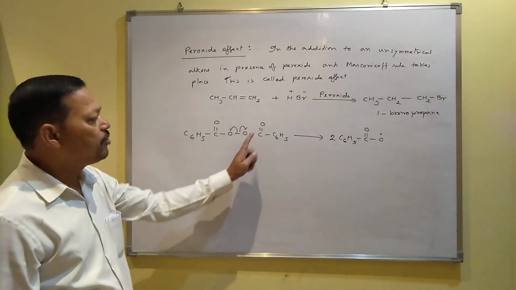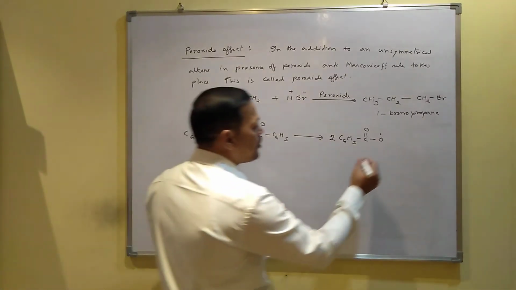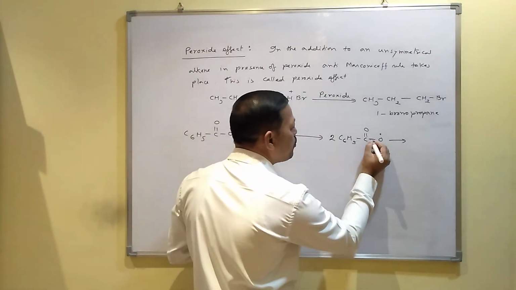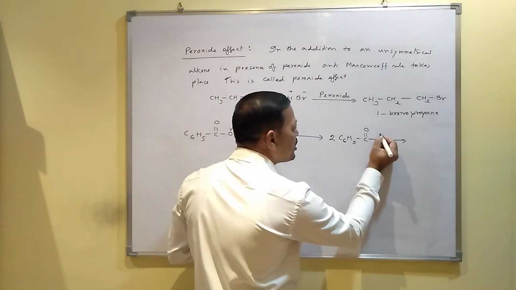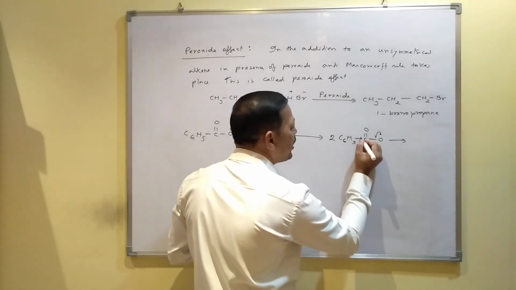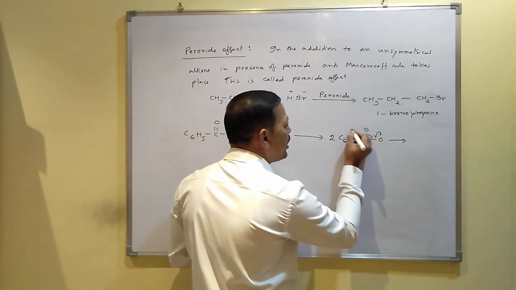First the peroxide will break like this. After breaking of this, again it will break like this. This bond will break. One odd electron comes from this to this position, and this bonded one electron comes from this to this, and one electron comes with this.